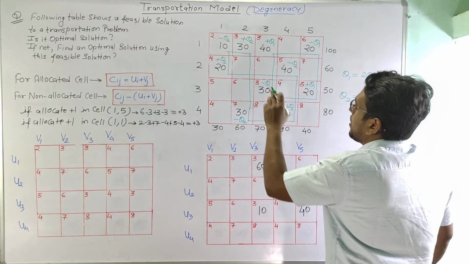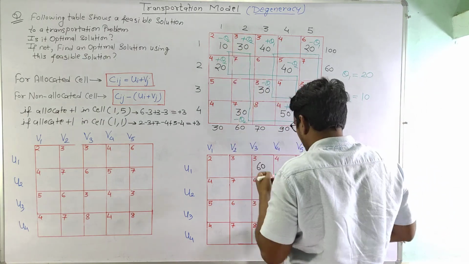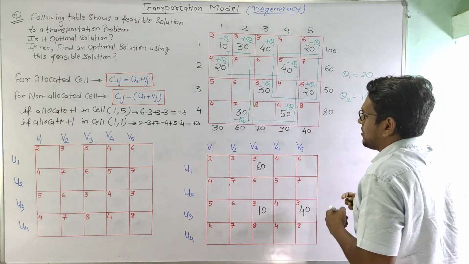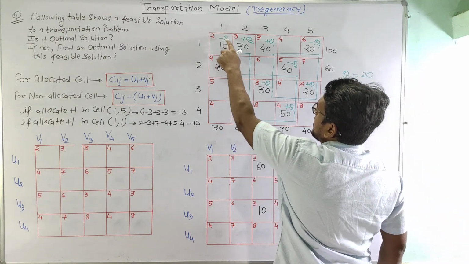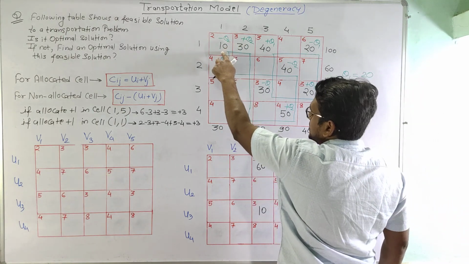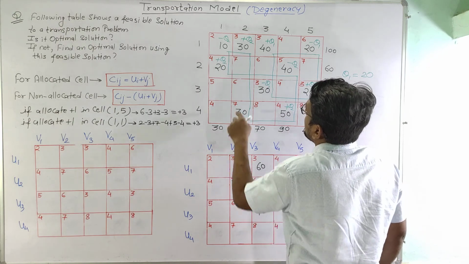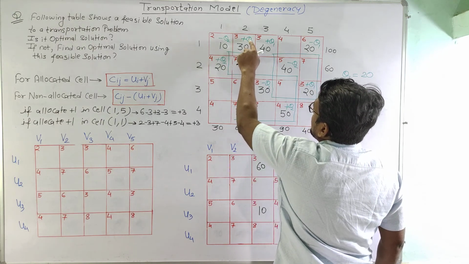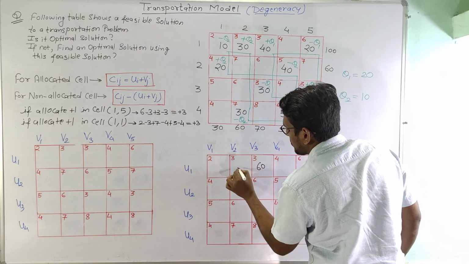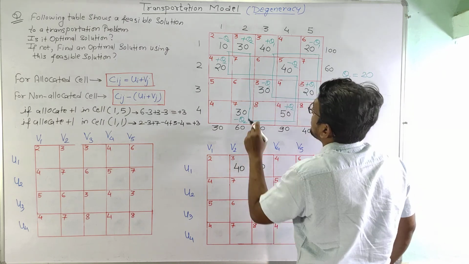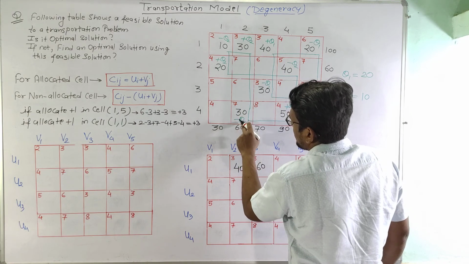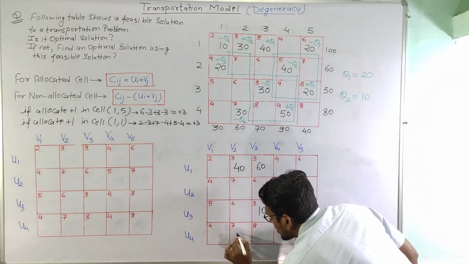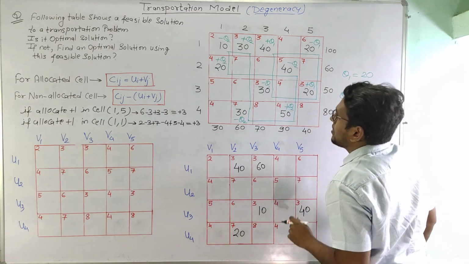Now let us improve this solution. I am writing the values in this new matrix. This will be 10 minus 10 is 0, that means no allocation will be here. Similarly, 30 plus theta 2, that means 30 plus 10 is 40, so this will become 40. Similarly, we have 30 minus theta 2, that means 30 minus 10 is 20, so this will be 20.